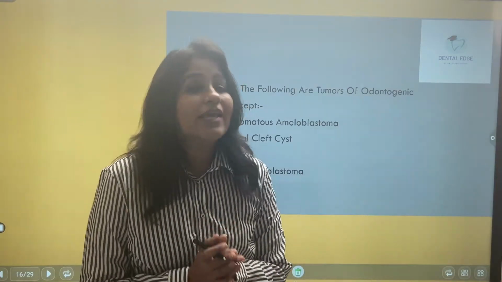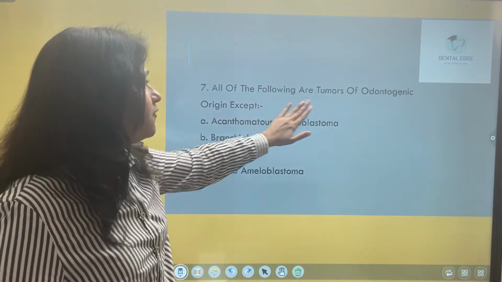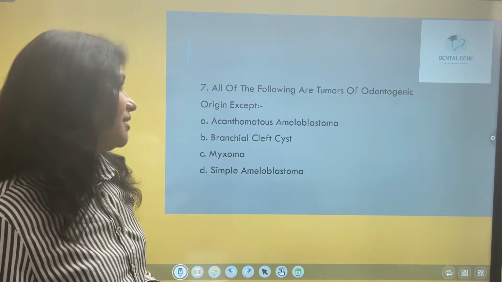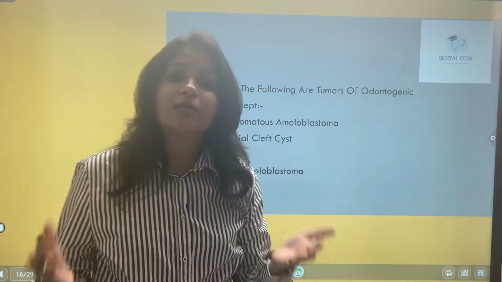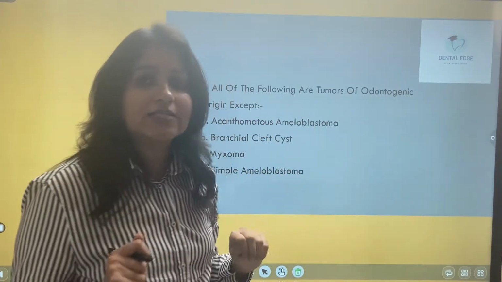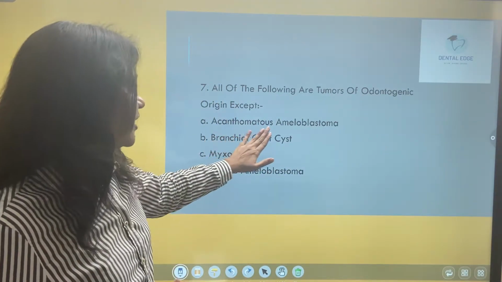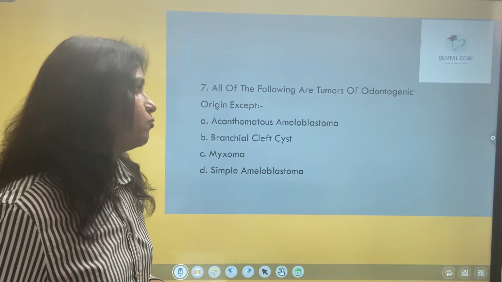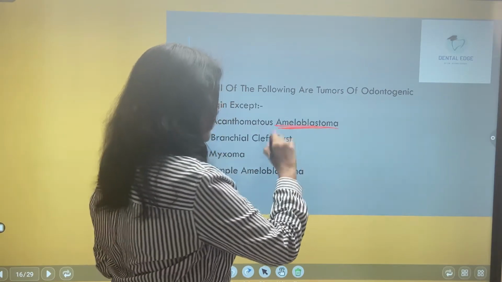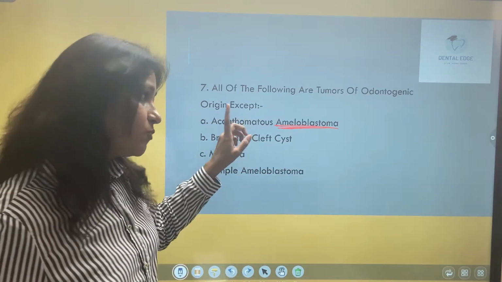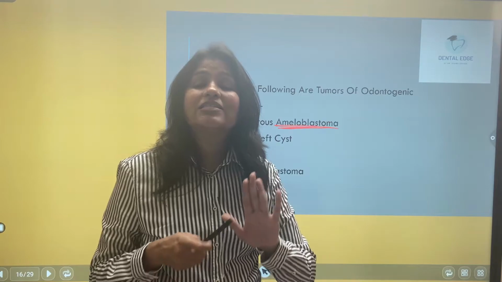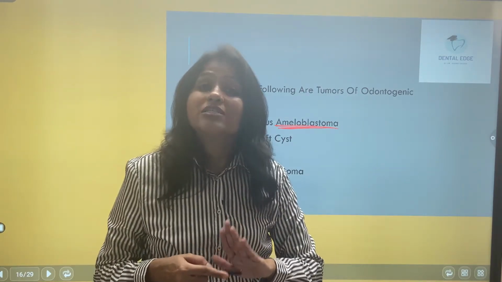Coming to the next MCQ, all of the following are tumors of odontogenic origin except. Again, you should remember the classification of odontogenic tumors, so you will get this answer. The first option is acanthomatous ameloblastoma. Ameloblastoma is an odontogenic tumor. Yes. Acanthomatous ameloblastoma, yes, it's an option. Ameloblastoma has 6 histopathologic subtypes.